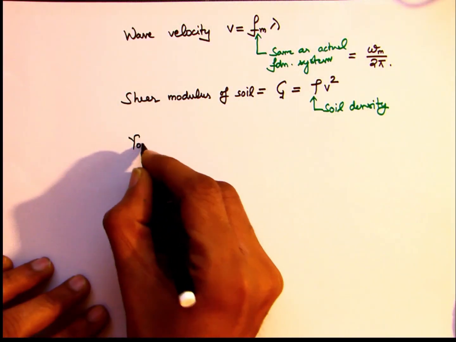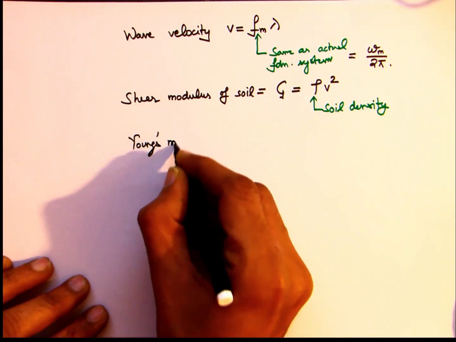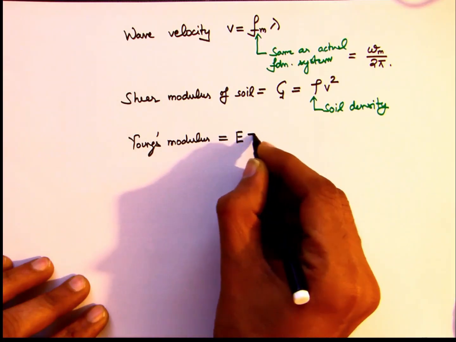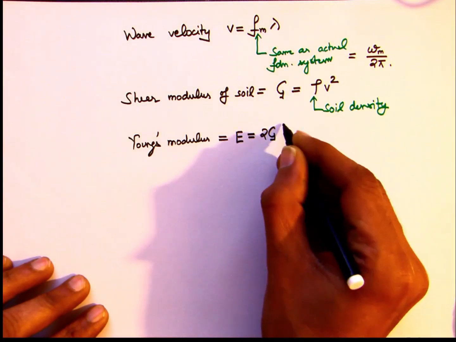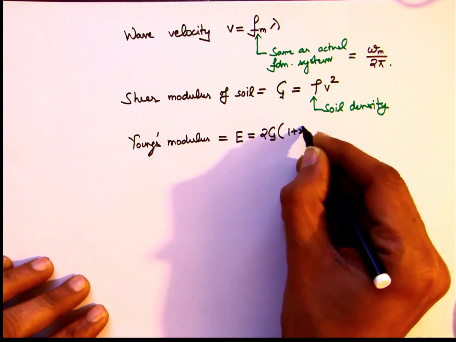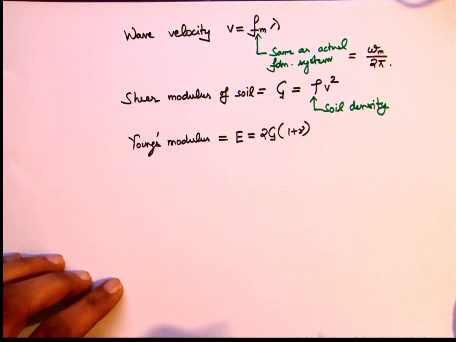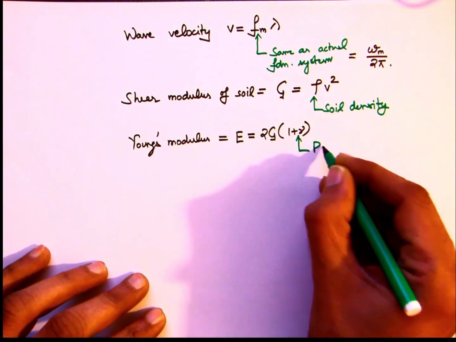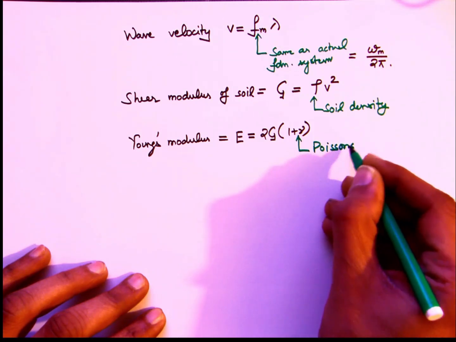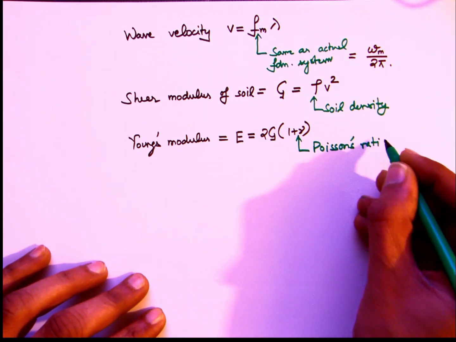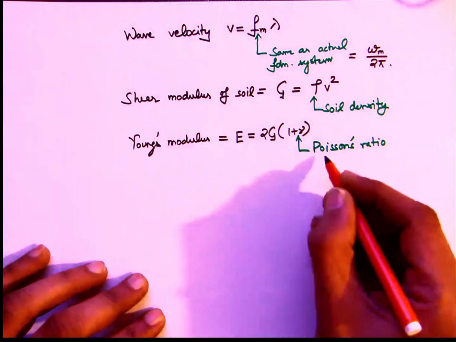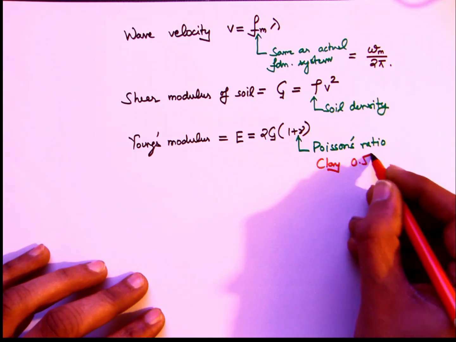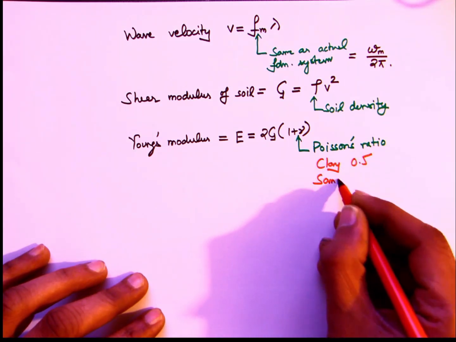So once we have the shear modulus of elasticity, then the Young's modulus can be obtained very easily by making use of the relationship between the two, that is, the Young's modulus is 2 times the shear modulus multiplied by 1 plus mu, where mu is the Poisson's ratio. We can make use of the Poisson's ratio depending on the soil type from the literature. The typical value of the Poisson's ratio for clay is around 0.5.